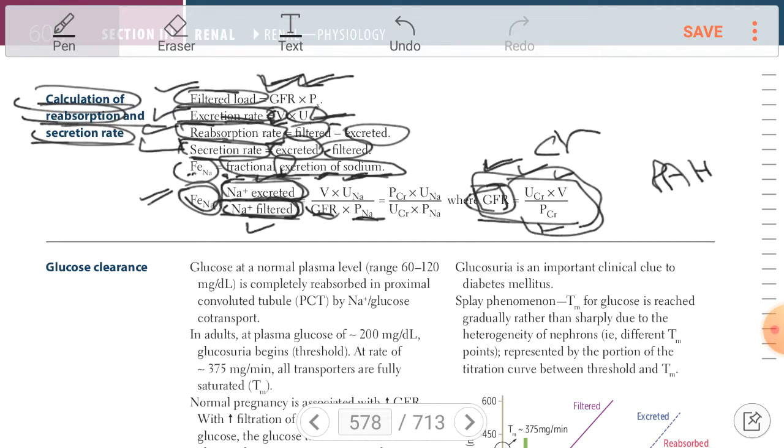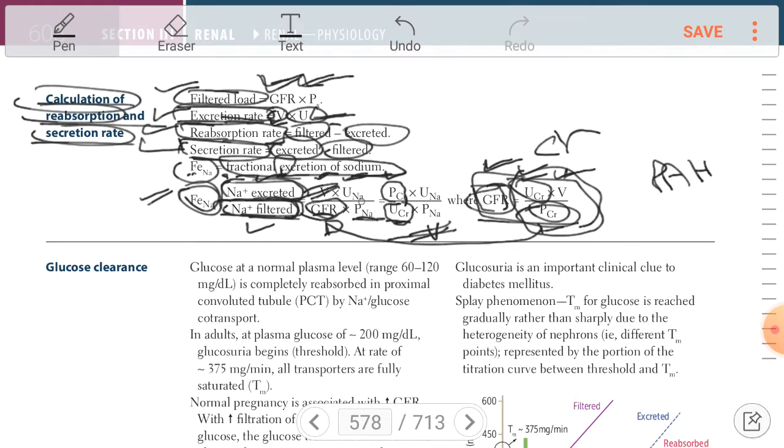So you will take this part and put it here, instead of the glomerular filtration rate. You will put the urinary concentration of creatinine multiplied by the urinary flow rate, V, and divide it by the plasma concentration of creatinine. So where is the V? V is removed with the other V. The remaining part is the urinary concentration of creatinine and the plasma concentration of creatinine.